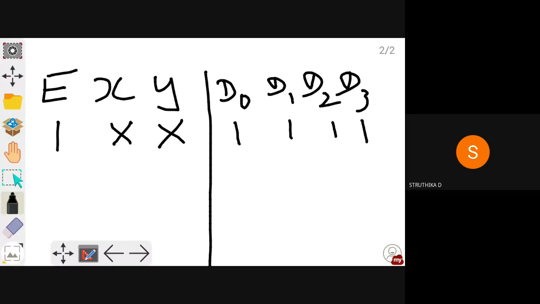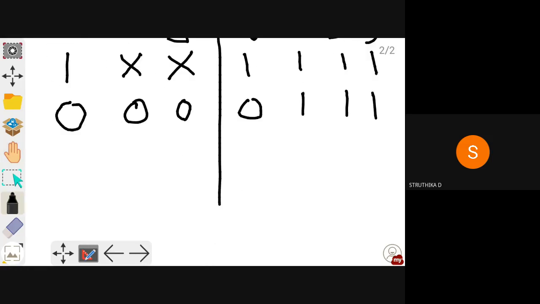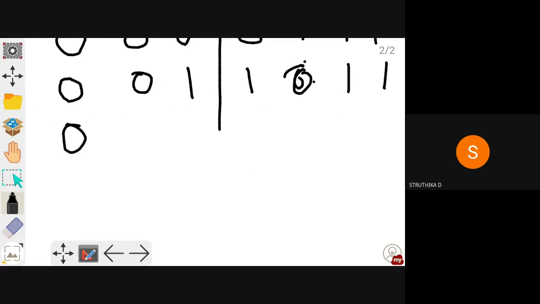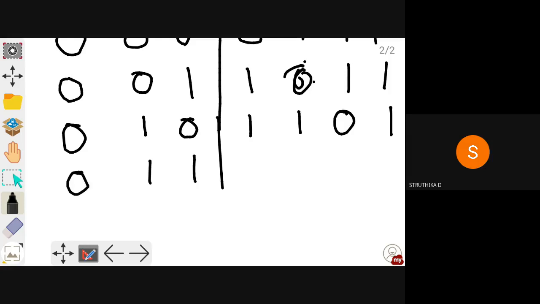Suppose the enable is 0, and if XY is 0, 0, then D0 will be 0 and the other outputs will be 1. If enable is 0 and the input is 0, 1, then D1 will be 0 and the other outputs will be 1. If enable is 0 and the input is 1, 0, then D2 will be 0. If enable is 0 and X and Y are 1, 1, then D3 will be 0.